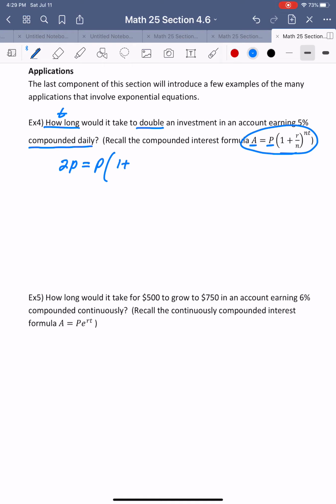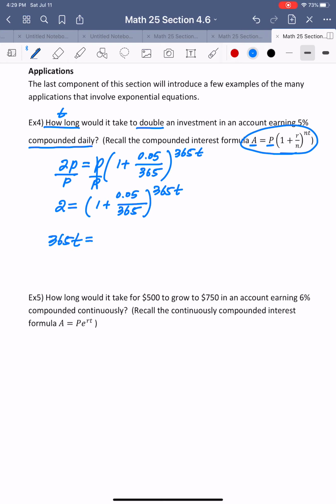And then we got 1 plus the rate 0.05 over the daily, which is 365, and then 365 times t. We're looking for t this time. And if you divide by P both sides, because P is not going to be 0, we got 2 equals 1 plus 0.05 over 365 to the 365t. Same thing, now we're solving for the exponent. Your exponent is 365t. The log of base 1 plus 0.05 over 365 of the 2.